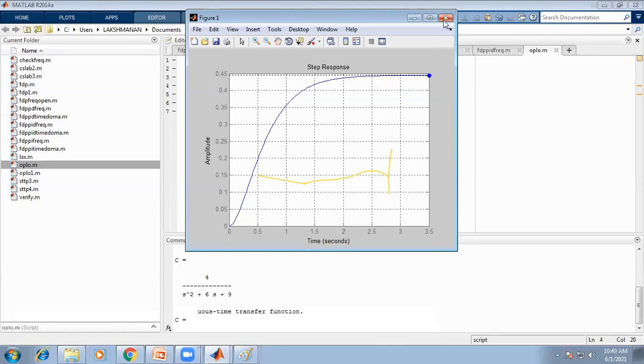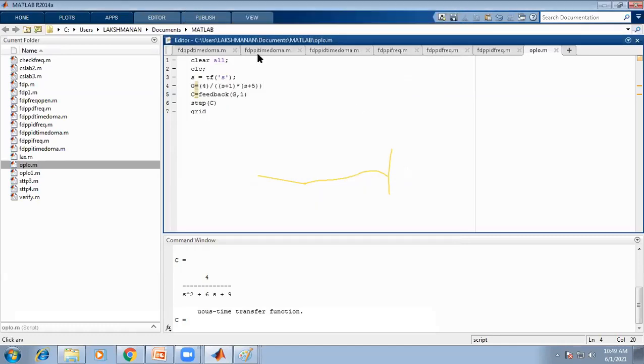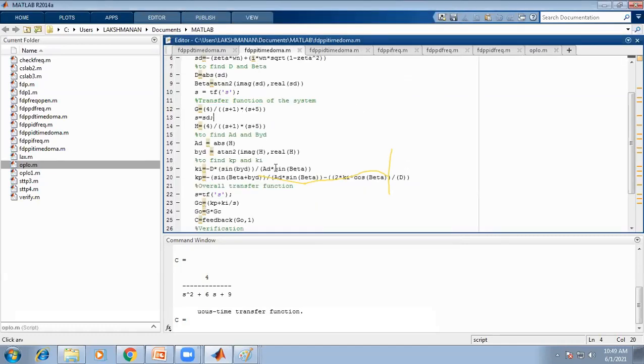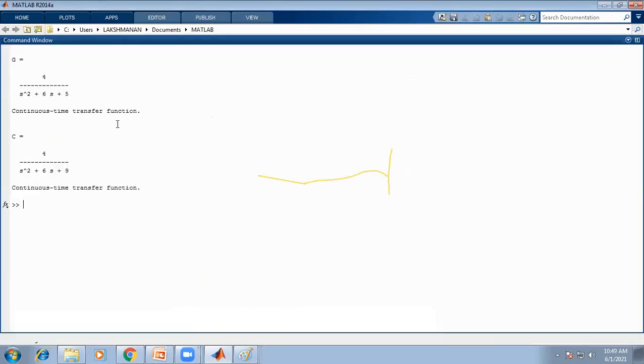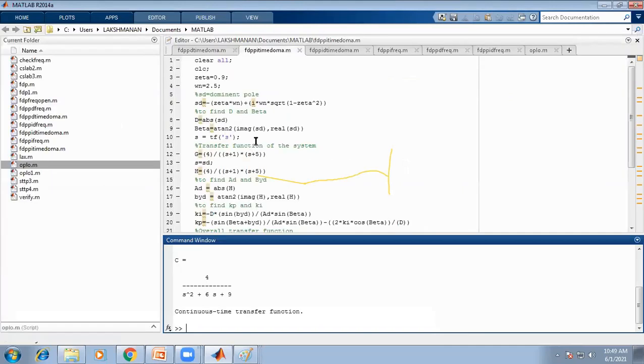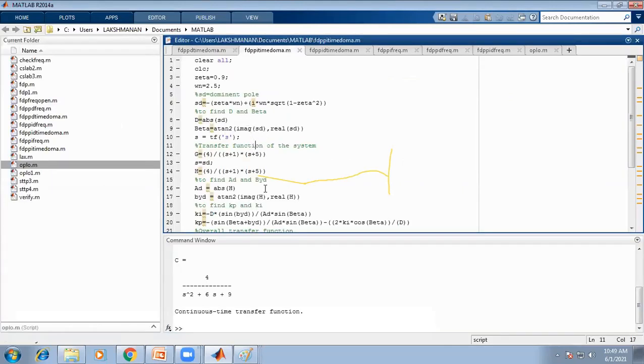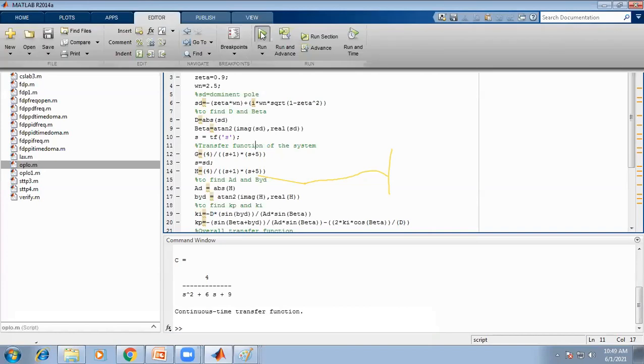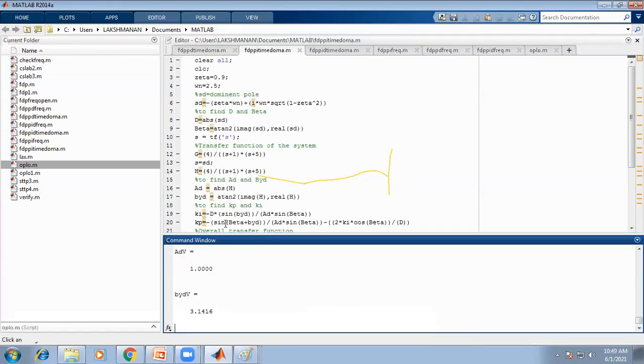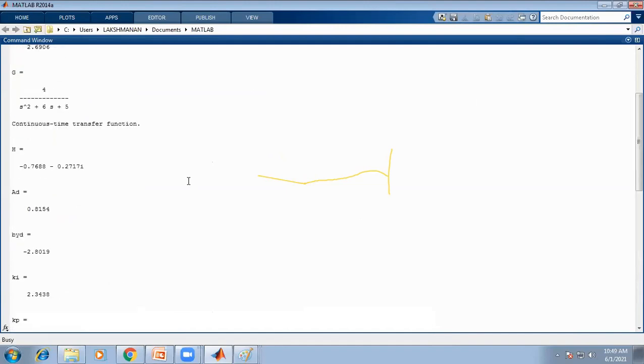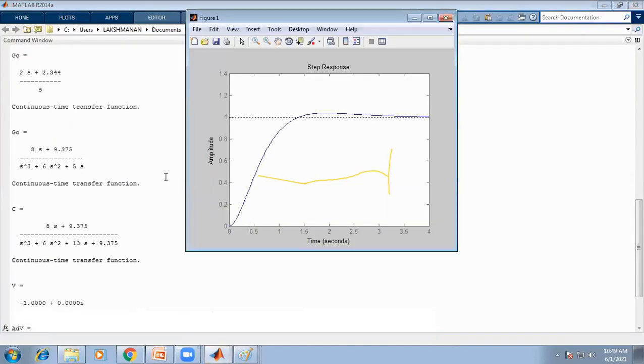So now we are going to introduce the PI controller for that system. After execution, what are we getting? Okay, once again. You see that? Yes, now the output reaches 1.